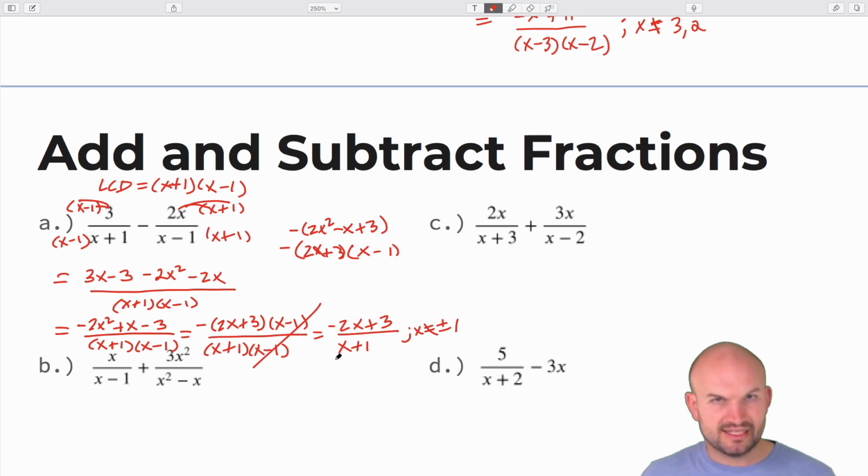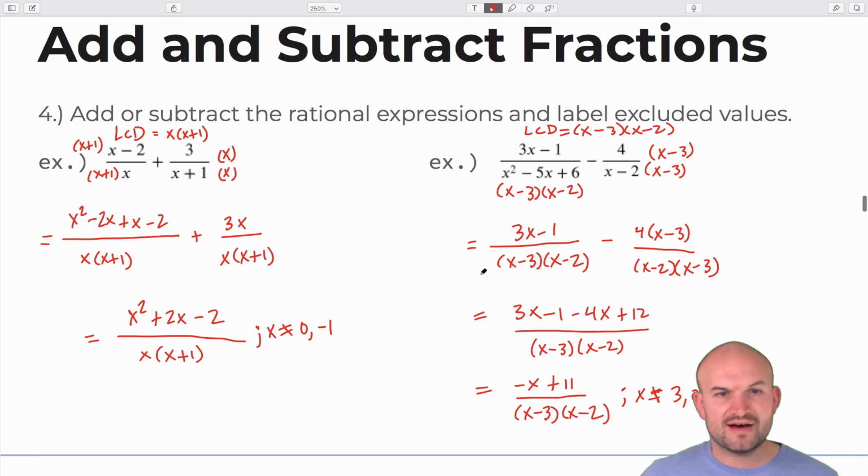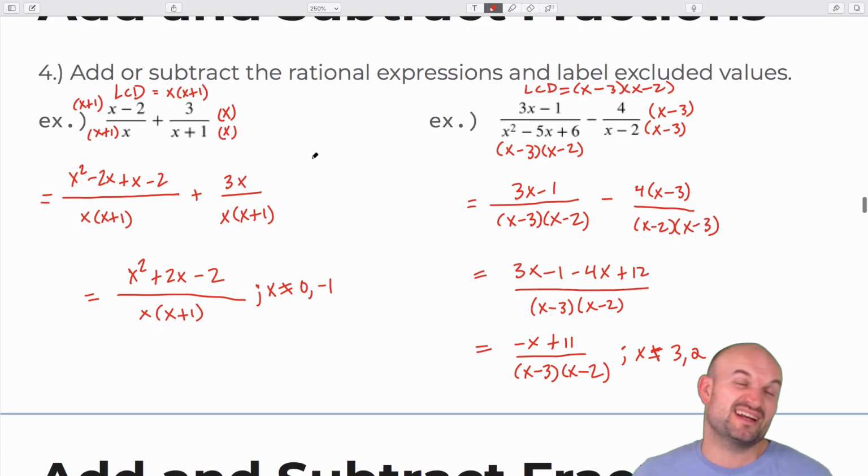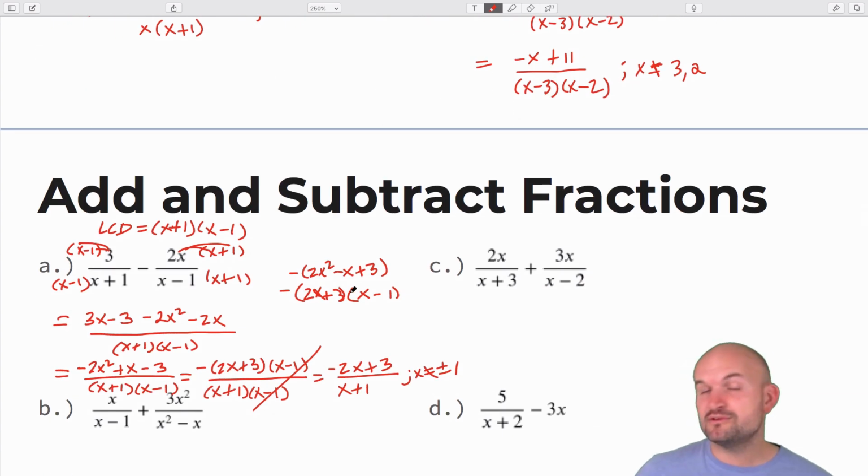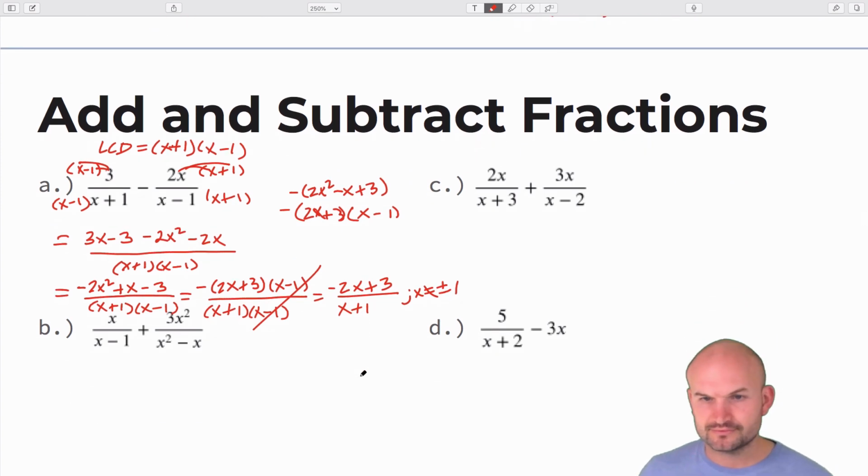So we want to make sure we always leave it in simplified form, right? Because I believe the directions were to simplify them, or add and subtract rational expressions. So I didn't really clarify simplifying, but if you're dealing with a multiple choice problem, you can see how that answer would have come about.